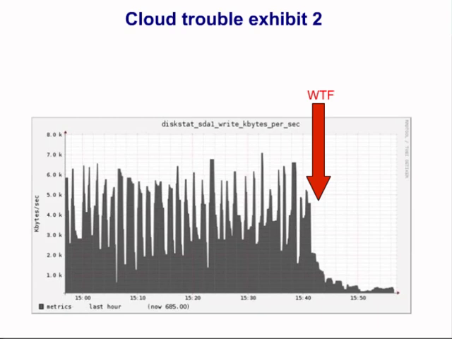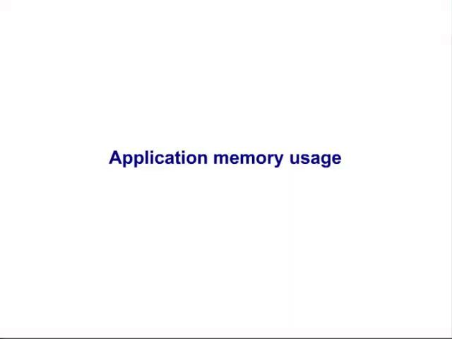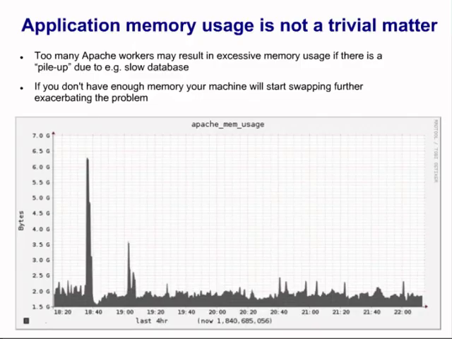We should also keep track of application memory usage. This is often where people think that if your site is in trouble, you could just add more Apache workers. That may not be the smartest thing to do, because if there's any type of database pileup where requests are waiting for the database, things can escalate quite quickly, and you could very quickly exhaust your memory, and things will start swapping, and things will get way worse than you thought they were going.